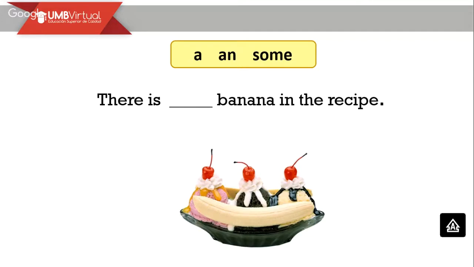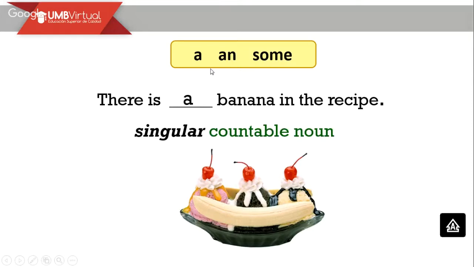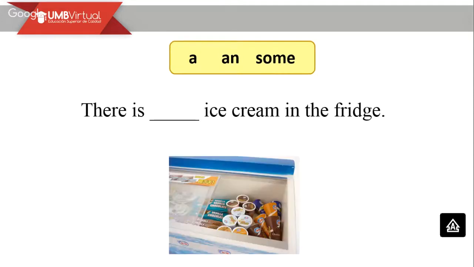Since we can count them, what do you think is the correct option? A, an, or some? Of course. Why? Because there is something singular. We are talking about something countable. Si fuéramos a utilizar el some, tendríamos que utilizar acá: there are some bananas. In this way we can write these sentences, but the difference is if we are referring to something singular or plural. It depends. All right, perfect.